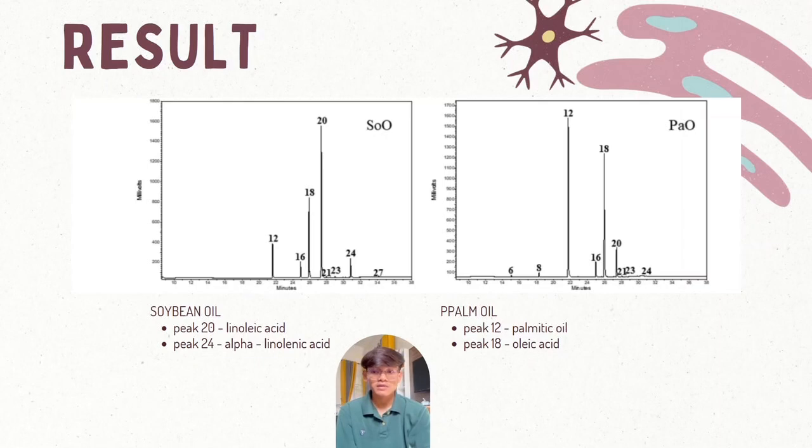In conclusion, differences in the dominant peak number, peak 18 for extra virgin olive oil, peak 20 for seed oil, and peak 12 for palm oil, allow clear differentiation between the oils.